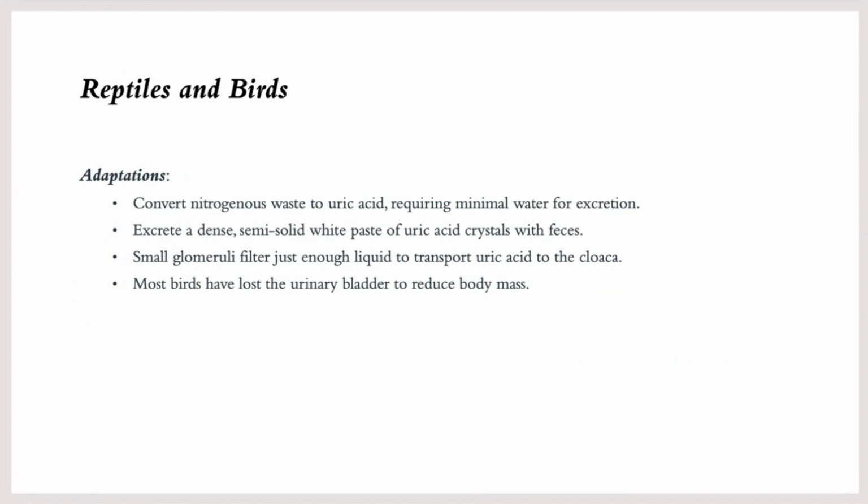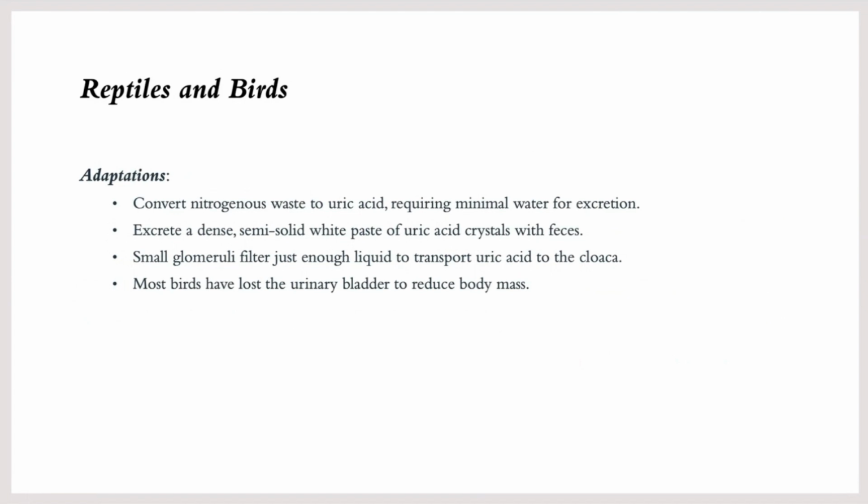Now, reptiles and birds. Reptiles and birds actually convert their nitrogenous waste to uric acid instead of urea. And this is because when they are doing this, they basically don't need to release as much water when they are releasing this uric acid. And the whole reason for this is because reptiles and birds are the first animals which are completely independent of water. They're going to move away from the water sources, and they don't know when their next source of water is going to be. So they're really trying to retain that water in their body.